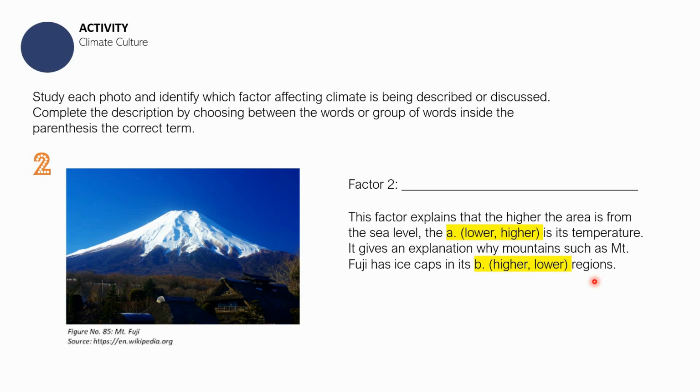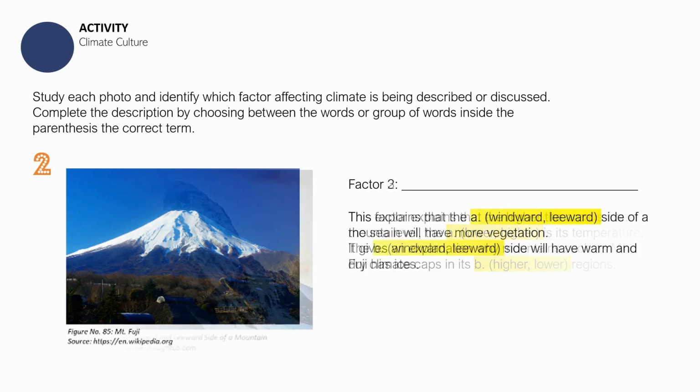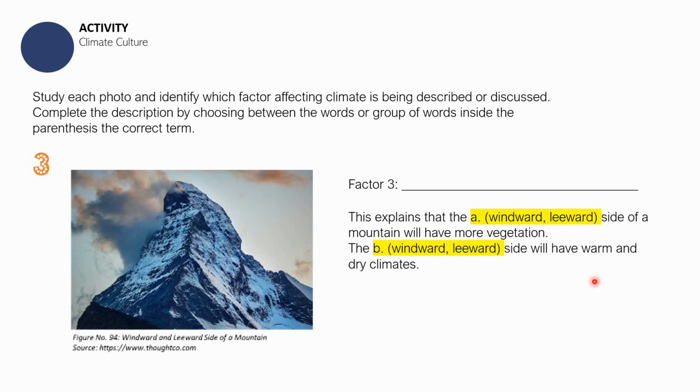Let us now proceed with the item number 3. Ayan. So, item number 3, we have the following. Factor number 3. Okay, so, ito, medyo familiar. Kakatapos lang natin dito eh. No? Ayan. So, ano kayang factor ulit yan? Ito, medyo halata rin actually dito, oh. Ayan. Pero we used one word, diba, to refer to the windward and the leeward side of a mountain. Tama? Okay, so this is a photo of the windward and leeward side of a mountain. So tell me, what factor affecting climate are we talking about?